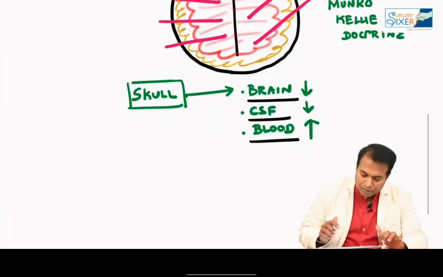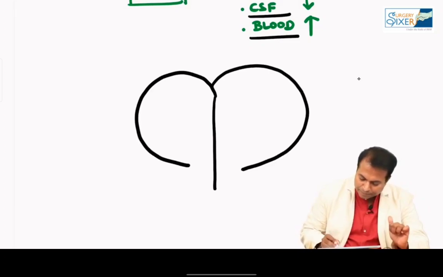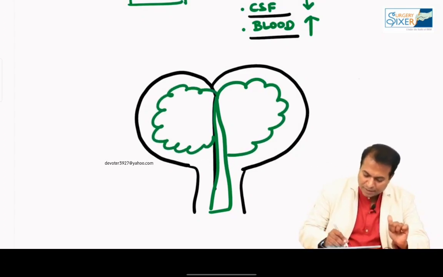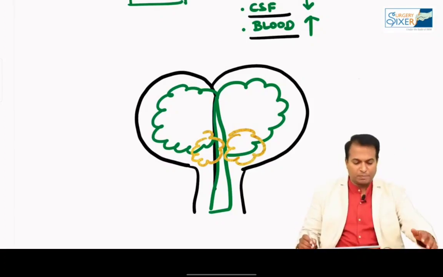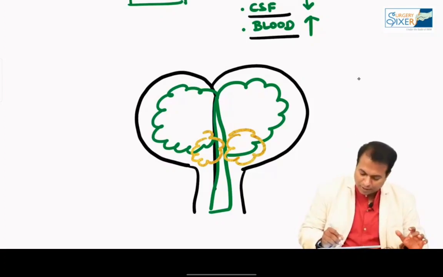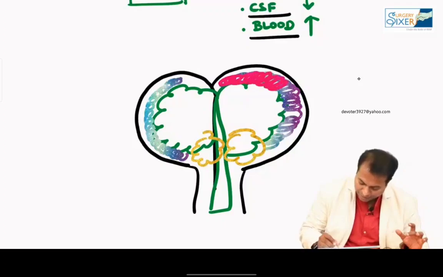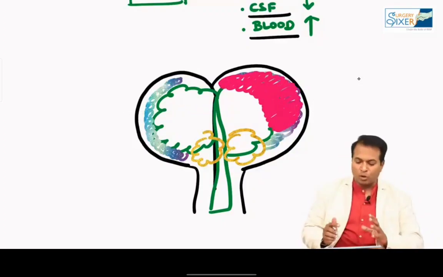Because of this Monro-Kellie doctrine, you should now get an idea of what will happen. This is the skull, this is the brain stem, this is the brain, and this is the cerebellum. Now I'm going to tell you certain very important points, so please remember them. As I told you, if a component in the skull increases, for example if there is a huge hematoma on this side of the brain, then as per the Monro-Kellie doctrine it should compress the brain.